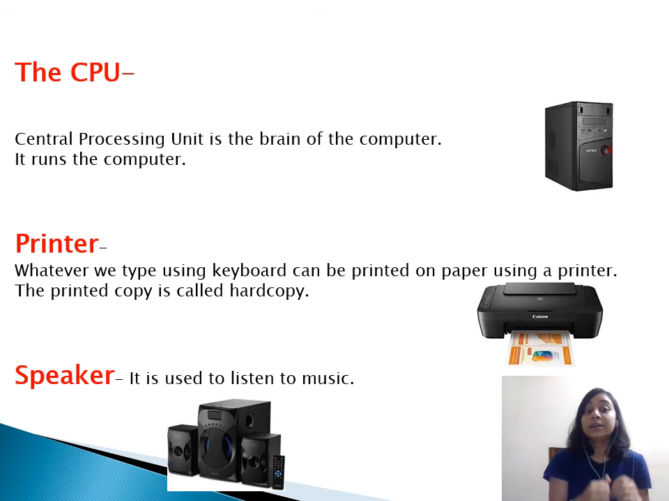Printer. Whatever we type using a keyboard, it appears on the monitor and it can be printed out on a paper using a printer. For example, you have drawn a picture and you want to take a printout of it. So using a printer, whatever you have drawn, it will be printed on a piece of paper. That printed piece of paper is called hard copy. Okay. So whatever we type using keyboard can be printed on paper using a printer.